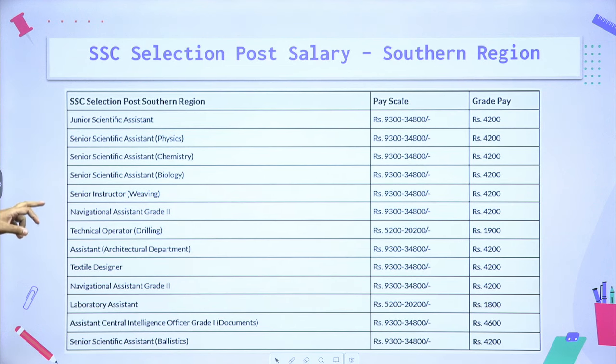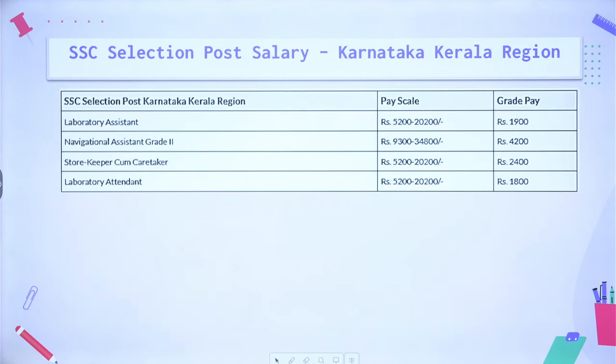Okay. So grade pays are all the same, basic pays are all the same, but regional vacancies will be different for different posts. See, senior scientific assistant for physics, we have the vacancy here, but we did not have in other regions. So accordingly, regional wise, it will keep varying. Karnataka, Kerala region specifically have these 4 vacancies. Laboratory assistant, navigational assistant grade 2, storekeeper cum caretaker, and laboratory attendant.